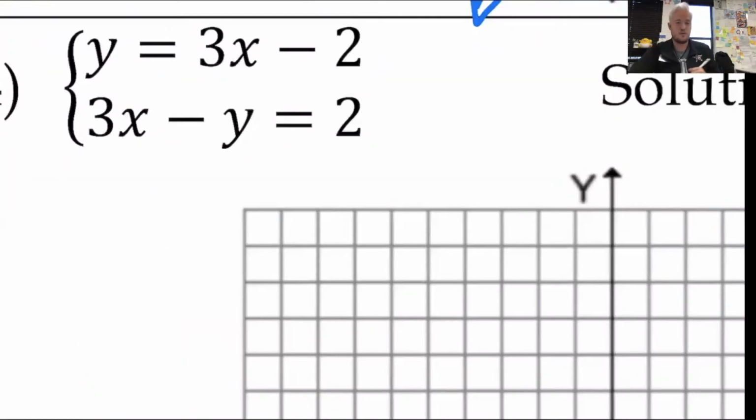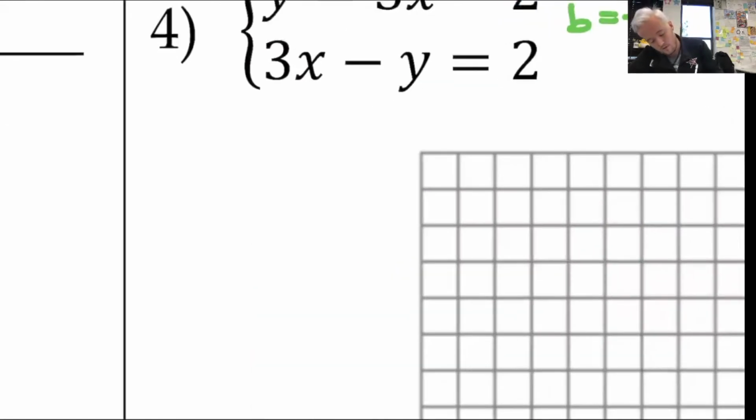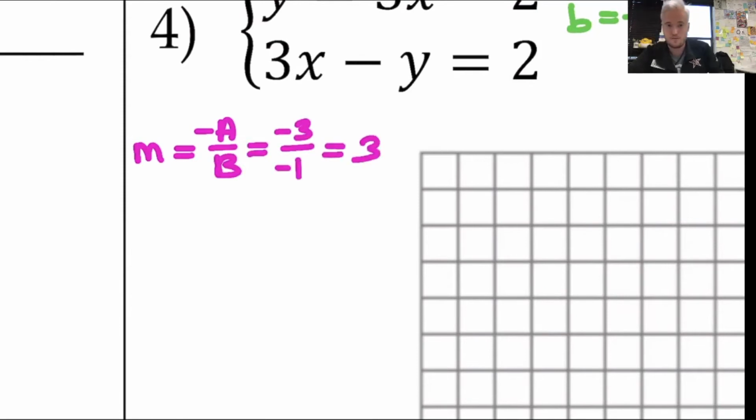So for the top equation, y equals 3x minus 2, we have a slope of 3, b value of -2. Now I want to look at my other equation down here. Let's go ahead and do the trick again. All right, so my m value is the opposite of a over b. So -3 over -1, which is +3.